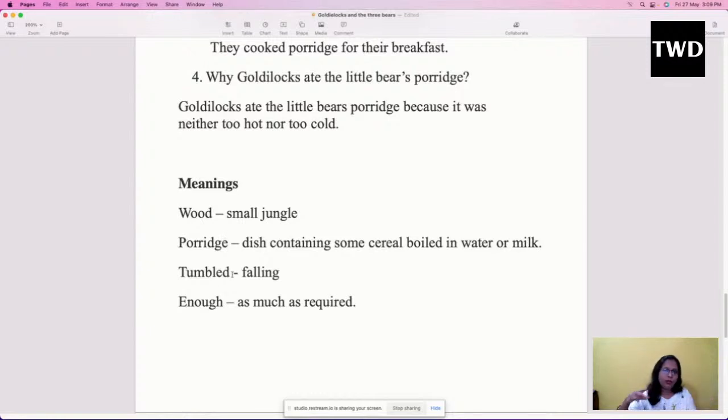Tumble: something which is falling down. So here in our story, Goldilocks' hair was tumbling down. That means her hair was so long that it was falling from the shoulder till her waist.